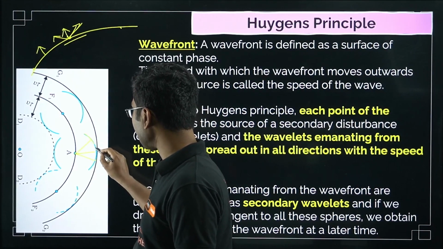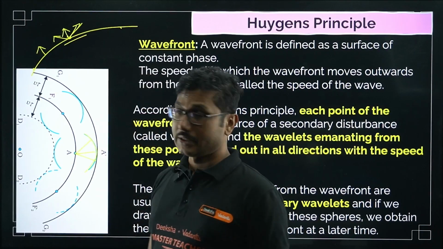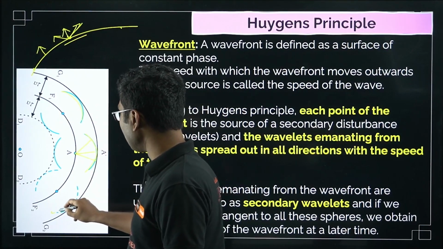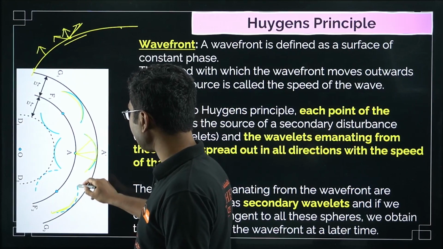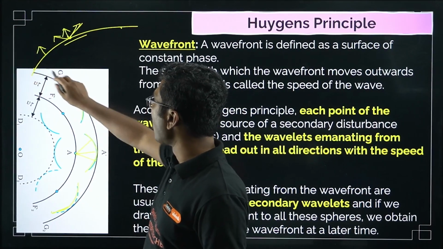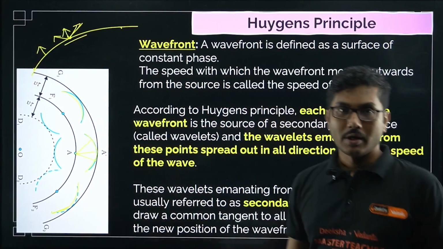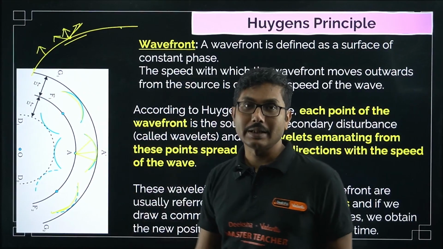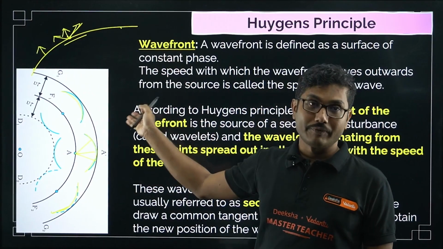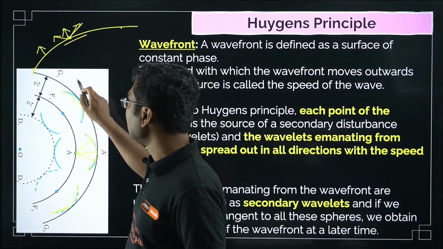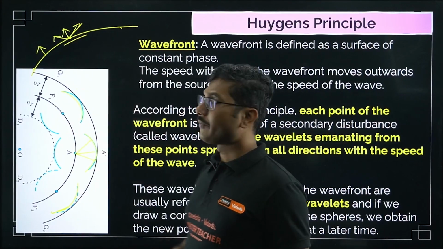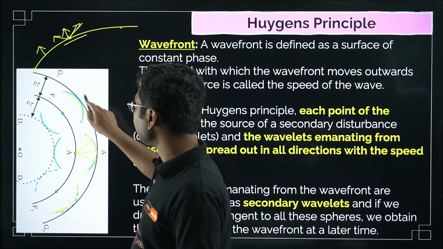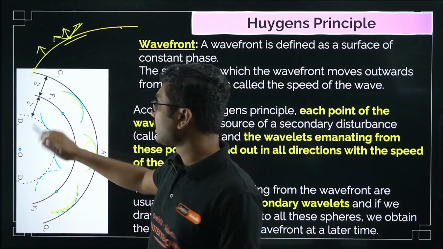So these blue lines are the secondary wavefronts. Now if you draw a common tangent to all the secondary wavefronts, you will get the next wavefront. So this is the primary wavefront, this is the second wavefront, and this will also be a primary wavefront, but after some time.